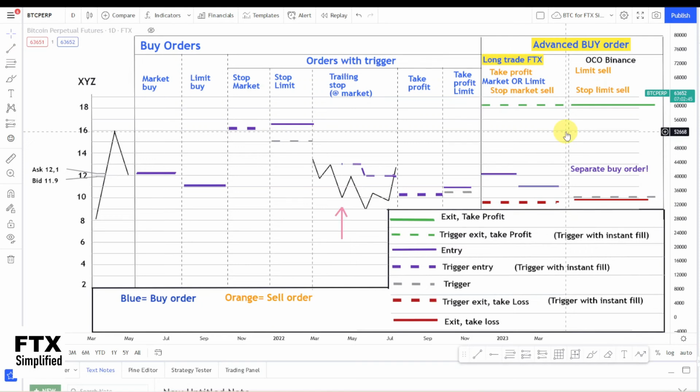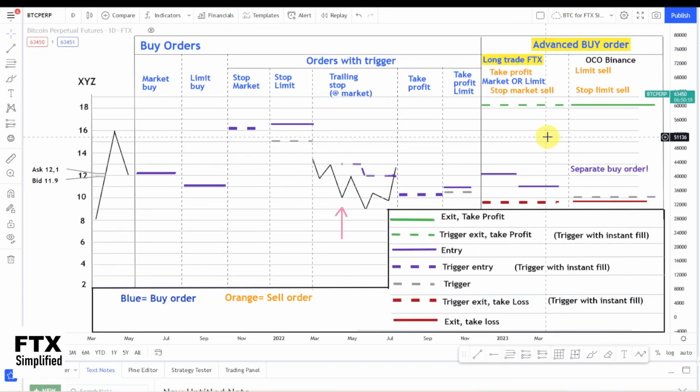With the OCO order from Binance, you place two orders at the same time, a limit sell and a stop limit sell. And if one of the two orders is executed, the other one will be cancelled. So that's why it's called one cancels the other. And you can use this order type to place a stop loss and a take profit order. But note that your buy order is separate, so you have to place orders twice. And when your buy order would be executed at night, there will be a while where you don't have a stop loss in place. So now you understand why I really like the advanced option from the FTX Crypto Exchange, because there you will always have your stop loss in place.